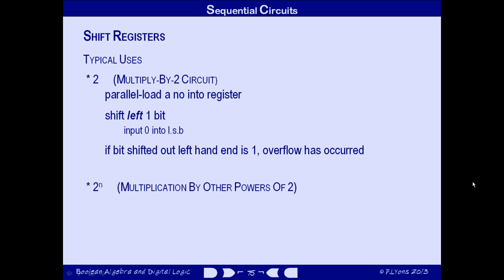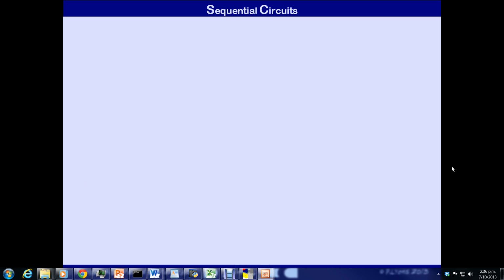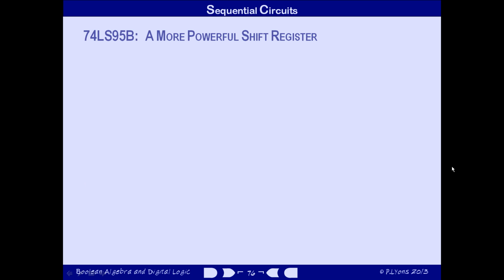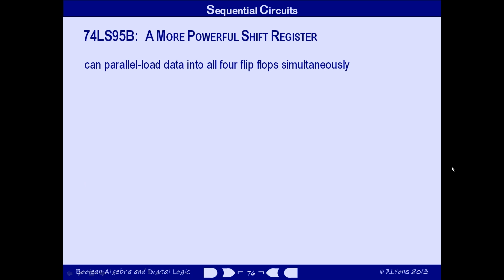If we want to multiply by 4 or 8, you could use the same circuit, but after you'd loaded the number, you'd shift it left 2 or 3 bits respectively. Let's look at a commercial shift register. It's a little more powerful than the circuit I've shown you. It can parallel load data, and it can shift data to the right, but not to the left.